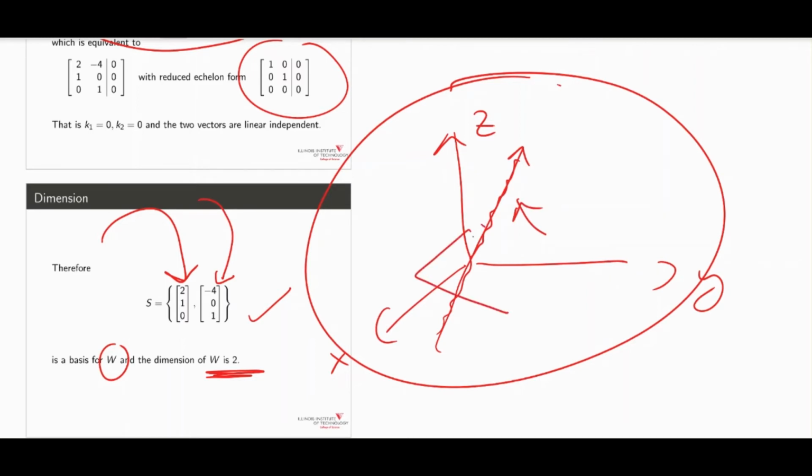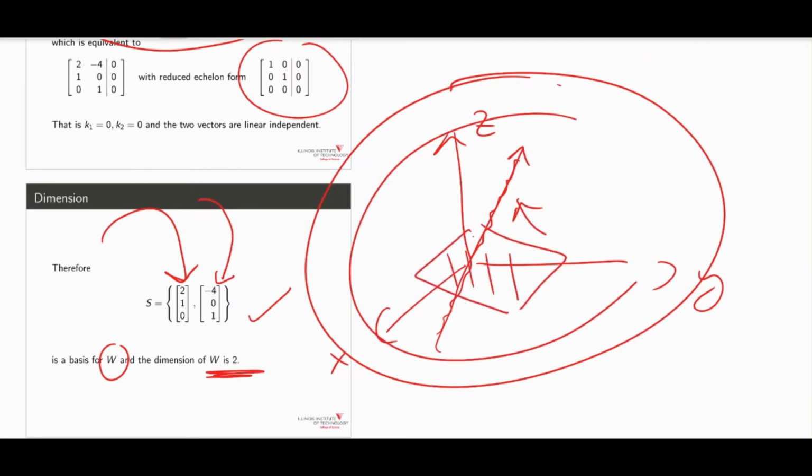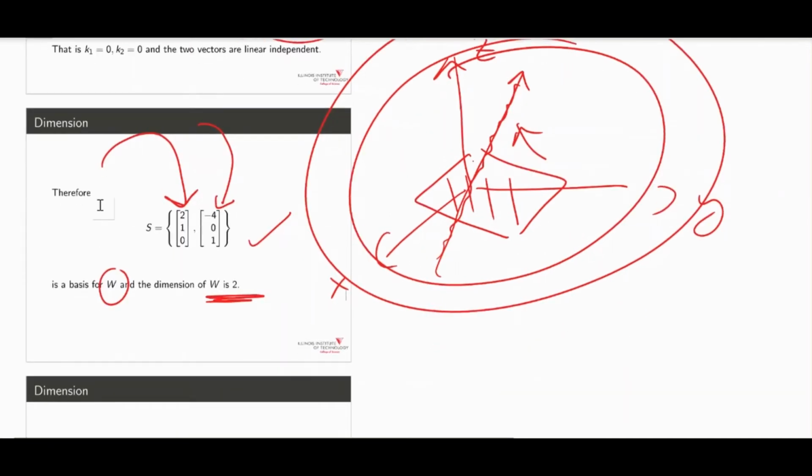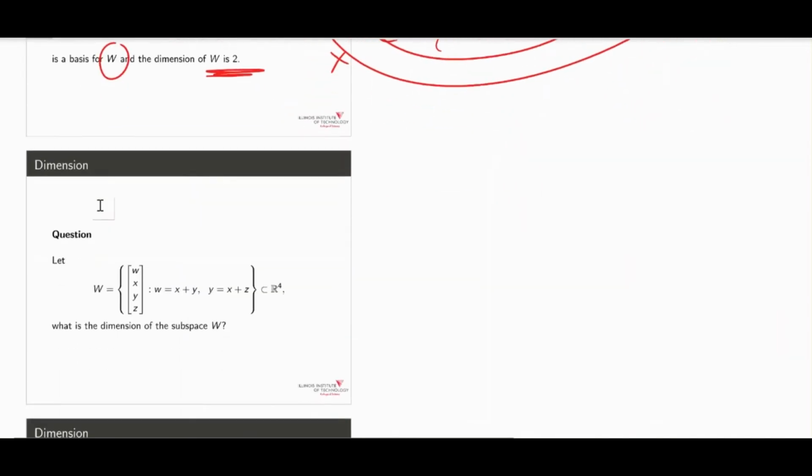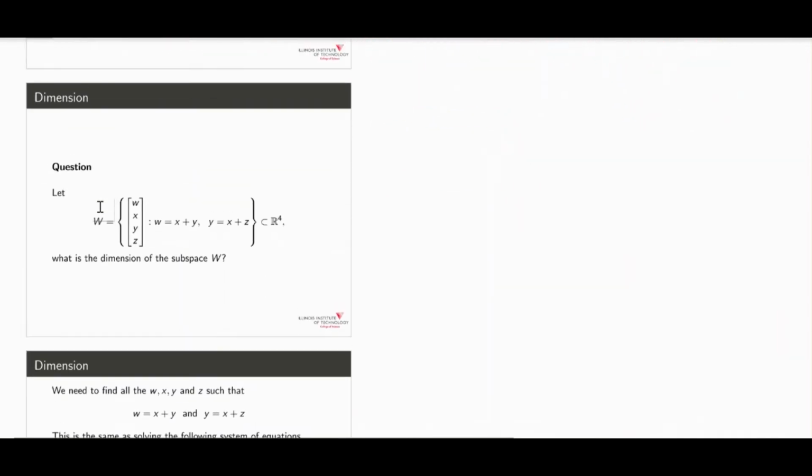So dimension 1 objects, dimension 2 objects, dimension 3 objects, okay? So it's not counterintuitive. This is actually things that we expect, okay? So let me ask you a quick question right here.